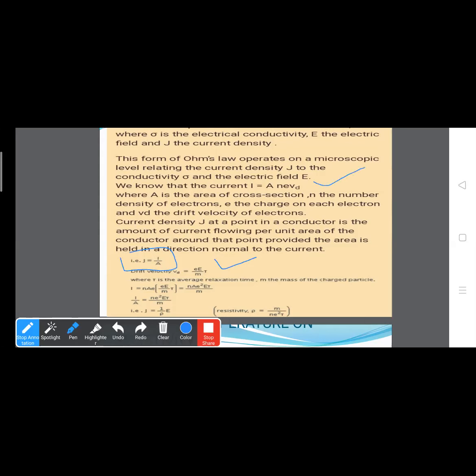So we will get I equal to nAe²Eτ upon m. Clear? From this equation, put the value in this equation, and we will get I equal to nAe²Eτ upon m. So now I upon A equal to ne²Eτ upon m. So we know that J equal to I upon A.